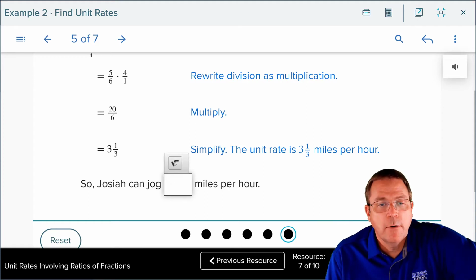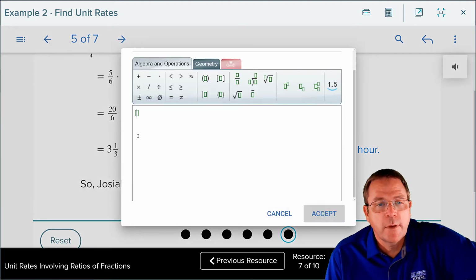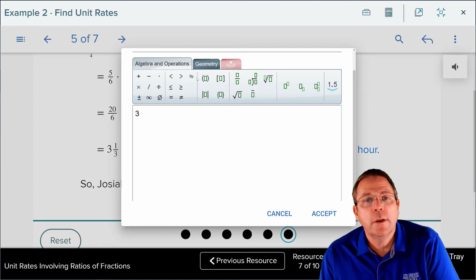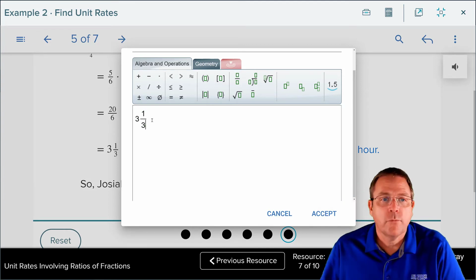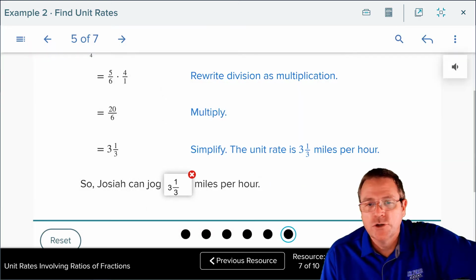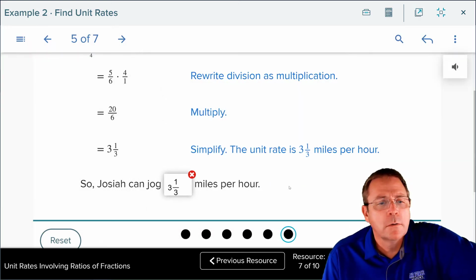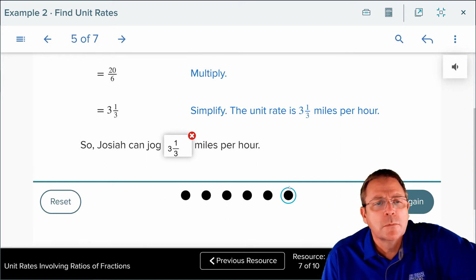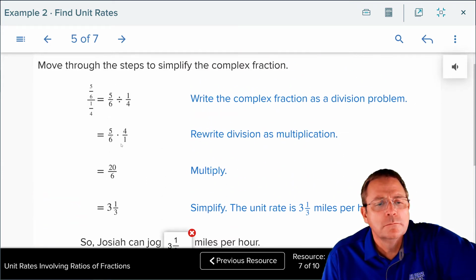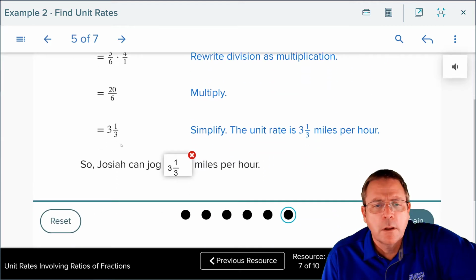once again, how far can they jog in an hour? Same answer is going to go in here, 3 and 1 over 3. Except, check our answer. Oh no, what did I do wrong? Oh, that one should be right. I wonder why they listed it as wrong.